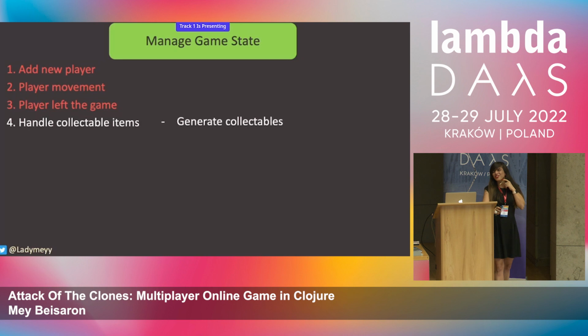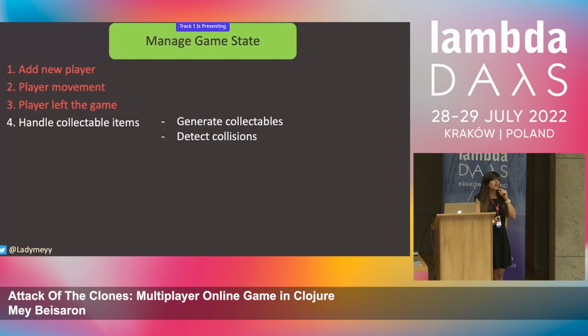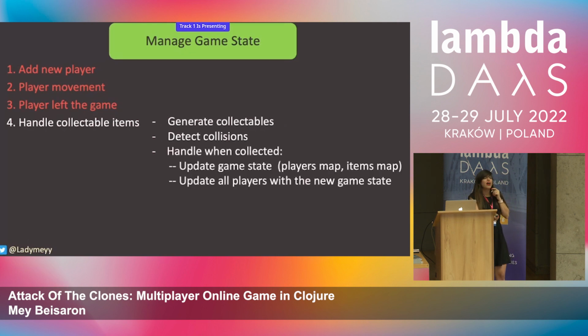So, okay, first of all, we're generating collectibles. And how we do that, we just want to generate a key value map that will describe an item. Next thing that we want to do is to detect collisions. Remember how I said that collecting an item means that a player had a collision with one of the items. It means that they had the same location at a specific moment. So then I need to handle the item when it was collected.